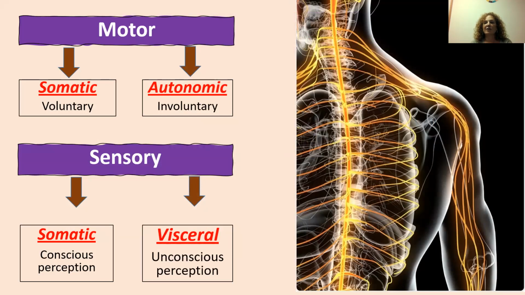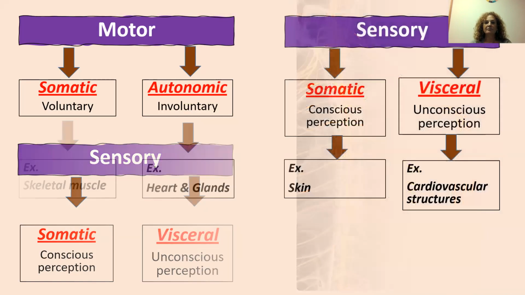The sensory is also divided into both a somatic division, which is that sensory that we are perceiving, okay, we are understanding, we are acknowledging. That would be things like touch. And then there's a sensory division like the visceral division, which is also a type of sensory, but for functions that we are not even aware that we are having.